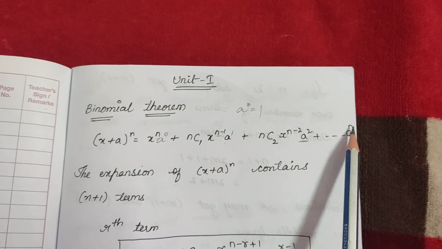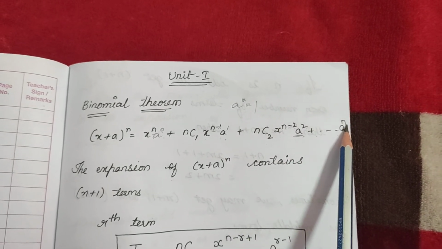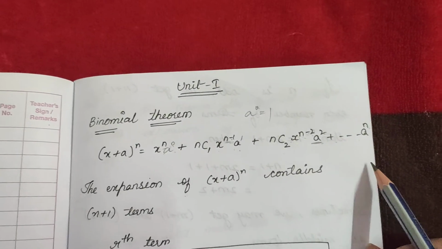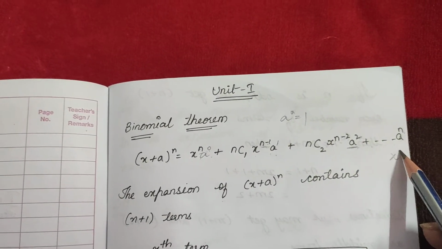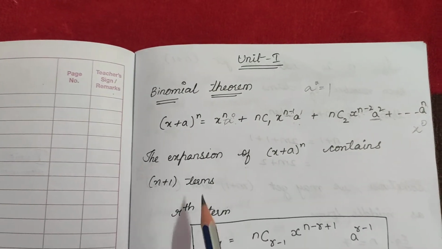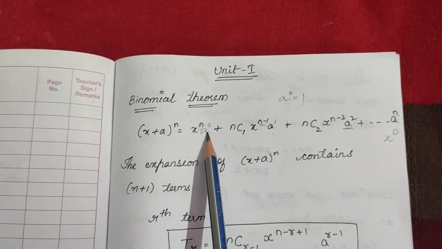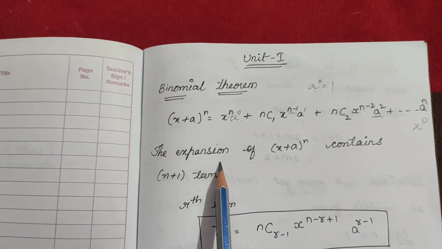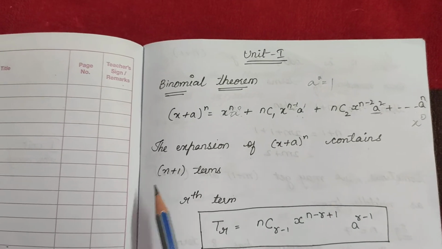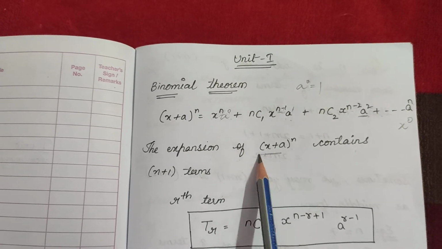The last term will be a to the power n. The powers of a go 0, 1, 2, and so on up to a to the power n, and the powers of x go x to the power n, x to the power n minus 1, n minus 2, and so on up to x to the power 0, which is equal to 1. Okay, x's power will decrease and a's power will increase. The expansion of (x plus a) whole to the power n contains n plus 1 terms. One term will be extra in this expansion.